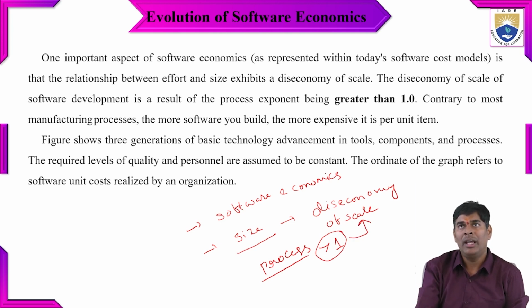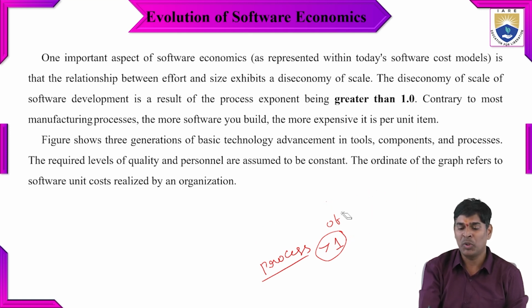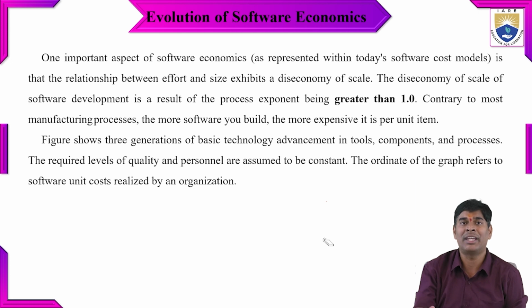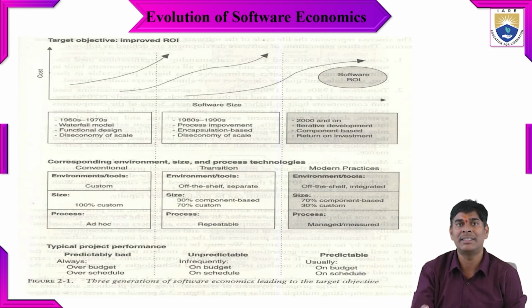It means that, as in most manufacturing processes, the more software you build, the more expensive it is per unit item. So we need to check whether the software has an economy or a diseconomy of scale. Every time we need to check that the process exponent should be less than 1, not greater than 1. If it is greater than 1, then we consider it a diseconomy of scale.